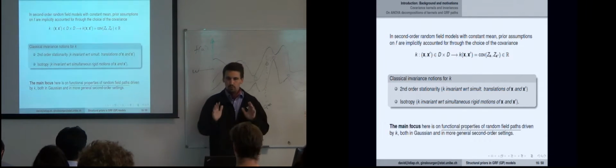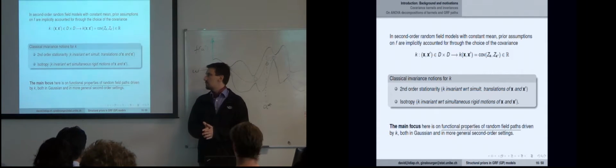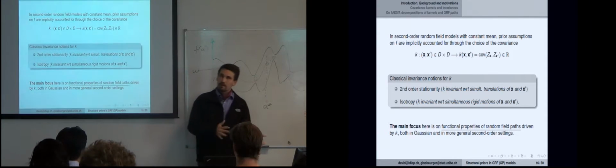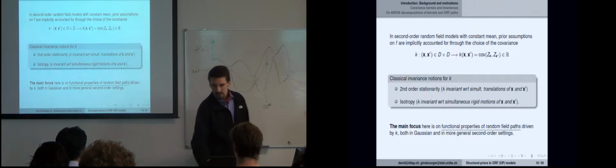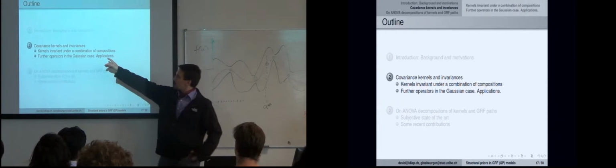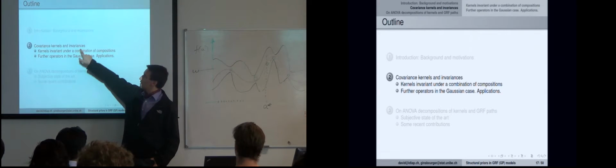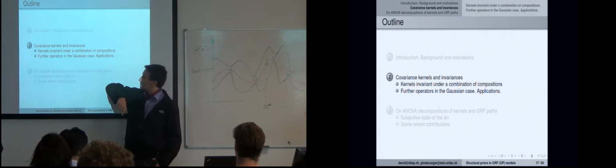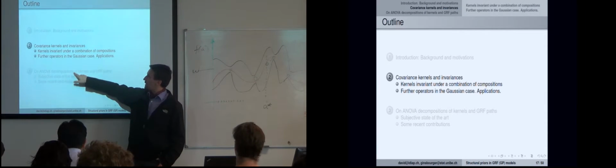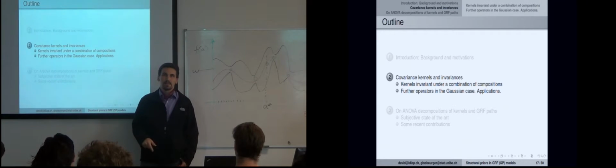So here we want to focus on functional properties of random field paths, so on the realizations of Z, which are driven by K, both in the Gaussian case and also maybe in second order settings. Which leads me to the second part. Here I will speak about invariances, so different kinds of structural priors that you can impose on Z by playing on K. And finally, if time allows, we will speak about sensitivity analysis, ANOVA decompositions, and how you can also impose some structure on the dependence of F on the different variables via K.